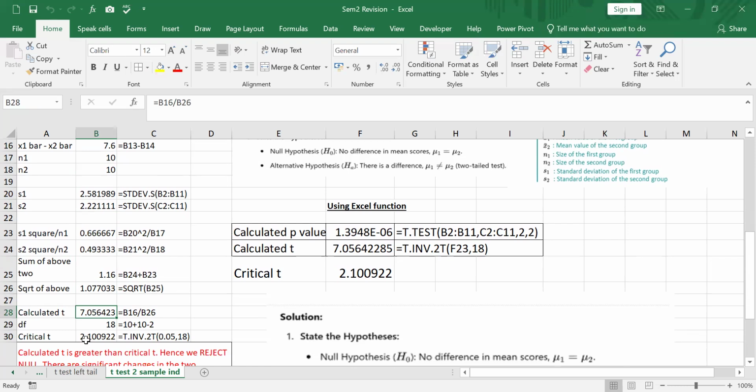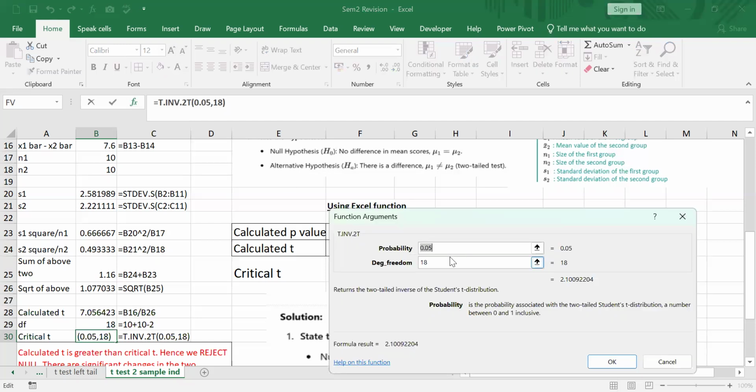And the critical t-value, you can get it from the table or from the formula using T.INV.2T. When you put that formula, it will ask you what is the probability: 0.05, because we're talking about 5% significance. Degrees of freedom: there are 10 in one sample, 10 in another sample. Total degrees of freedom is 10 plus 10 minus 2, that is 18, and you get 2.100.